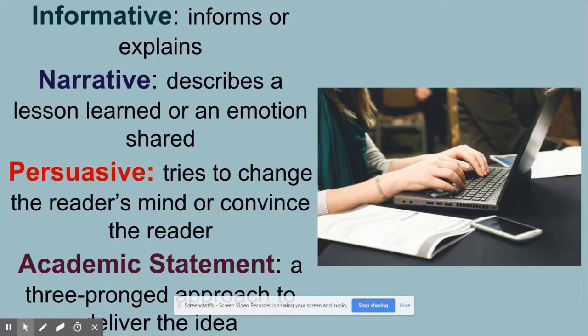And then the last thing is the academic statement, which is always a three-pronged approach to deliver ideas. Each of those three aspects is outlined very clearly in an academic statement. A lot of times those are history and science papers or essays.